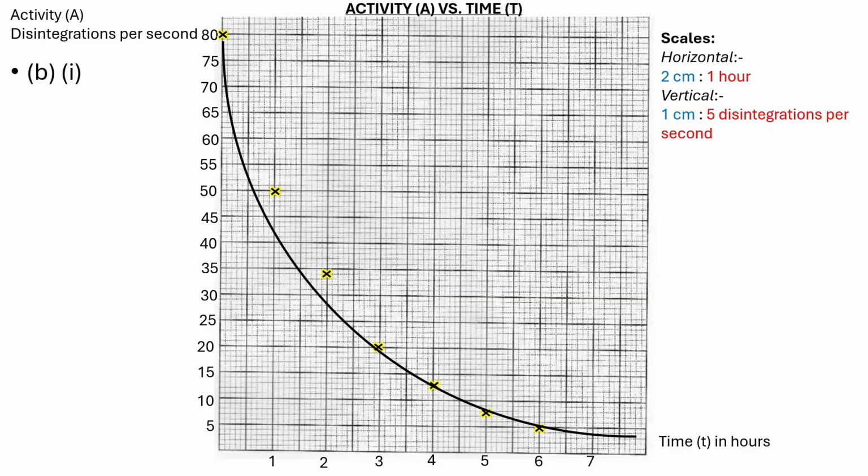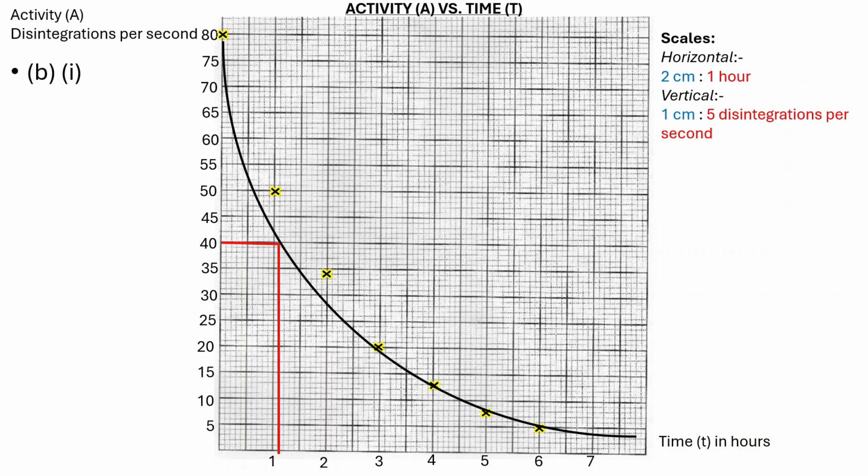Then, part B, part 1, to determine a value of the half-life. So half-life is the time that it takes for the activity to drop to half of its previous value. So at the beginning, at time 0 hours, the activity was 80. How long does it take to drop down to half of 80? Well, half of 80 is 40. So you get a point for drawing your dotted lines on your graph, starting at 40, going horizontally till you meet the curve, and then coming down.